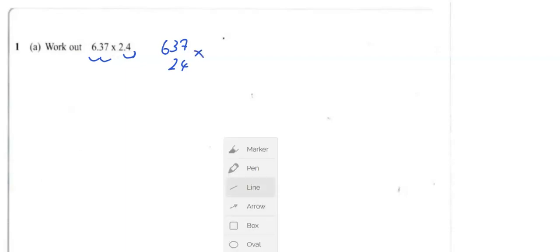So the 6.37 becomes 637 because we have moved the decimal point 2 places to the right. And the 2.4 becomes 24 because we've moved that 1 place to the right. We do this as a long multiplication sum.